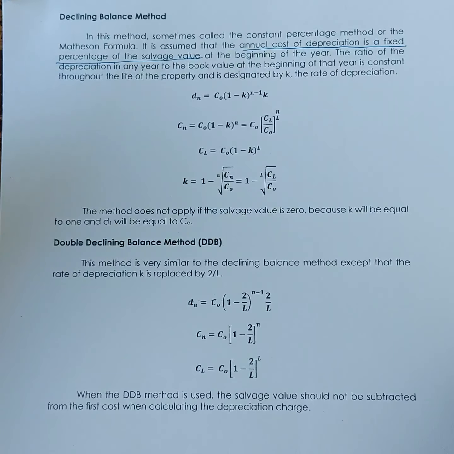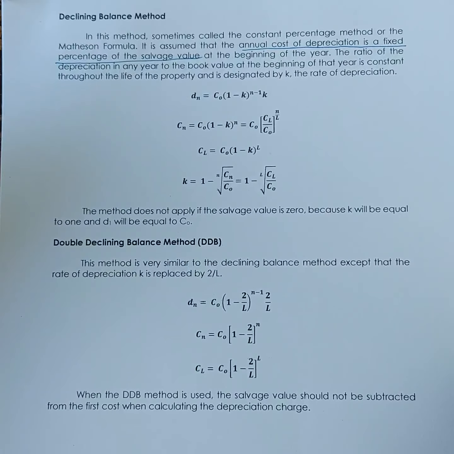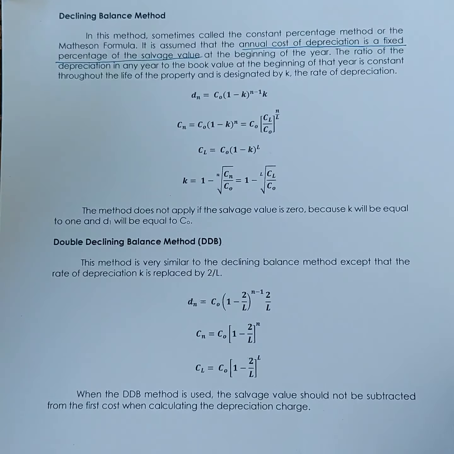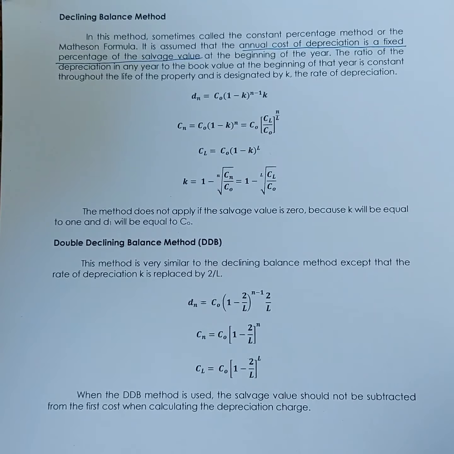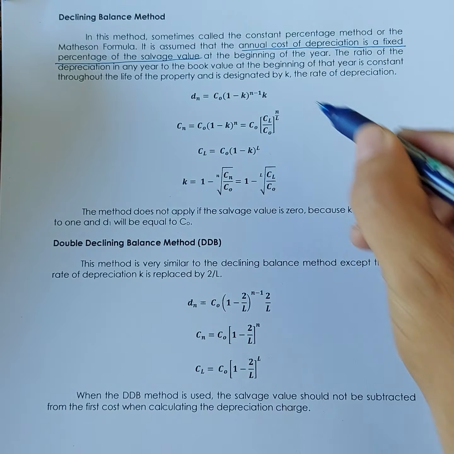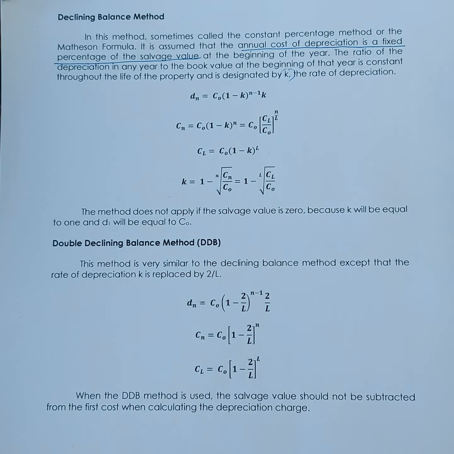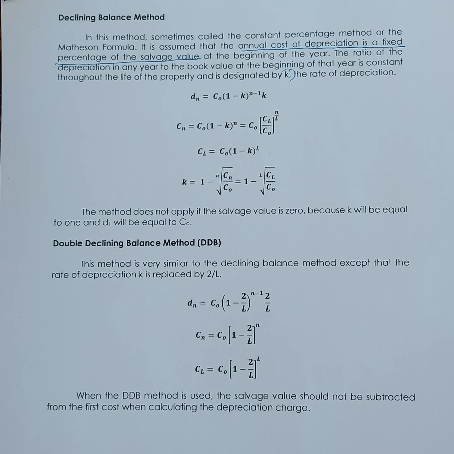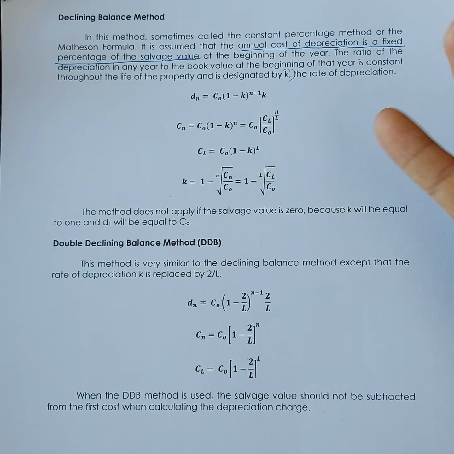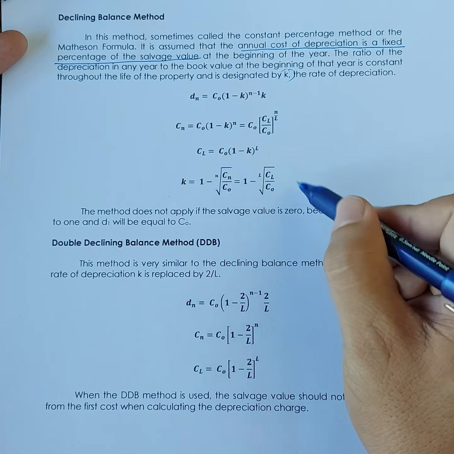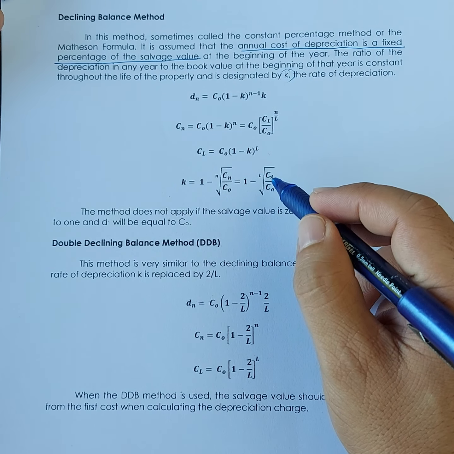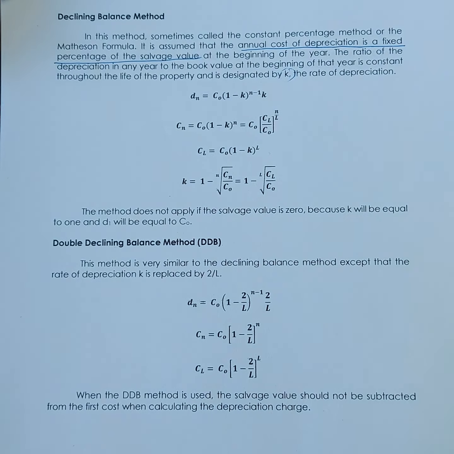So the ratio of the depreciation in any year to the book value at the beginning of that year is constant throughout the life of the property and is designated by K, the rate of depreciation. So K is the rate of depreciation. Sometimes K is already given, no? Sometimes by rule of thumb or by experience, ilang taong ka na sa financial business, you can just designate a certain value of K, then you can remove this part of the solution and directly substitute the value of K in solving for the depreciation.